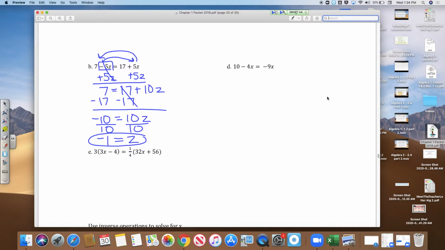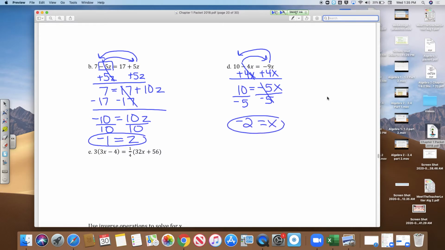All right, let's go over letter D, and let's realize that there are two ways to solve this problem. We can either move this over here or move this over here. You do that by doing the inverse operation of what's happening. If you want to move the minus 4x, we can add 4x to both sides. If you do that, you're left with 10 equals negative 9x plus 4x, which is negative 5x. And we would divide both sides by negative 5, and 10 divided by negative 5 is negative 2. That's one way to solve that problem.